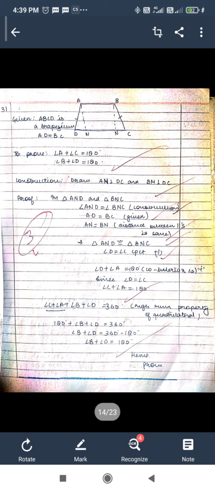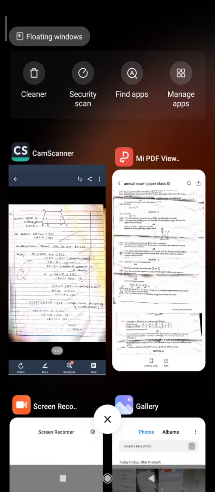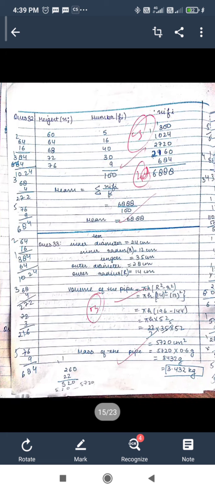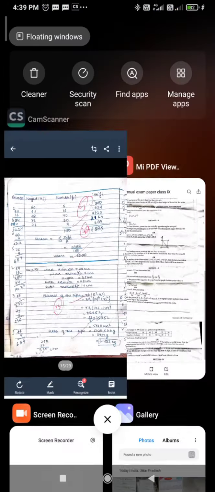Okay, next question 32. This is not in your course. Mean, median, mode not in course. Next question, that is question number 33.